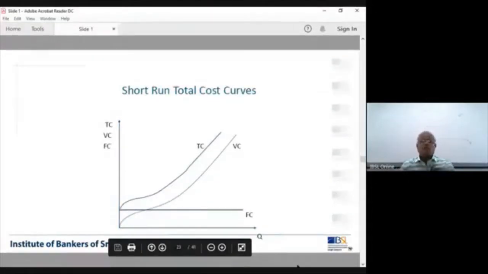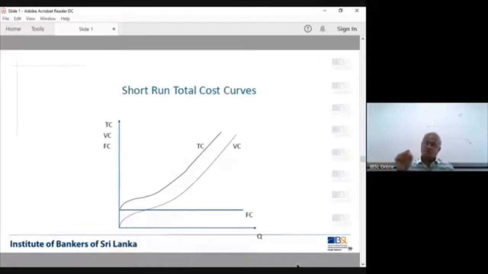You see, that is the short-term total cost curve. Whatever the output level, fixed cost is fixed. Variable cost varies with the output level. If the firm doesn't produce any output, variable cost is zero. Only fixed cost is there.